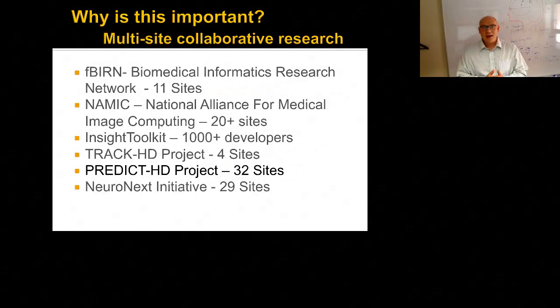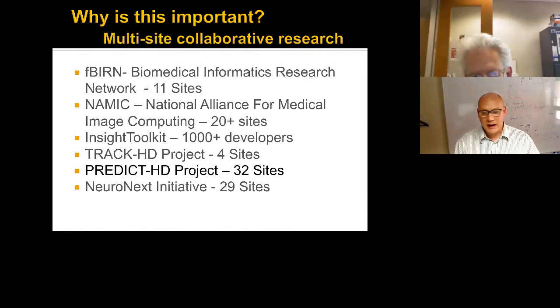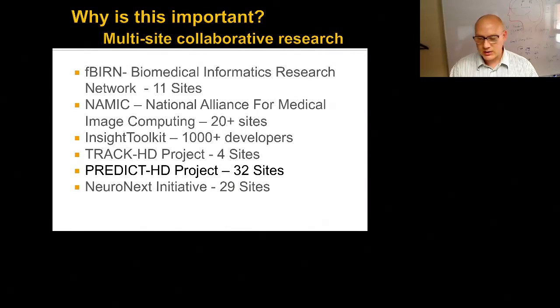So you may be asking yourself why this is so important. Well, we work with multi-site collaborative research projects, and I'm sure many of you are doing the same. The FBurn project had 11 sites. The NAMIC project is 20 plus sites. The Insight Toolkit, we have more than 1,000 developers that we have to coordinate efforts on, making sure that any one of the changes from those developers doesn't cause a negative impact on other people's software downstream.